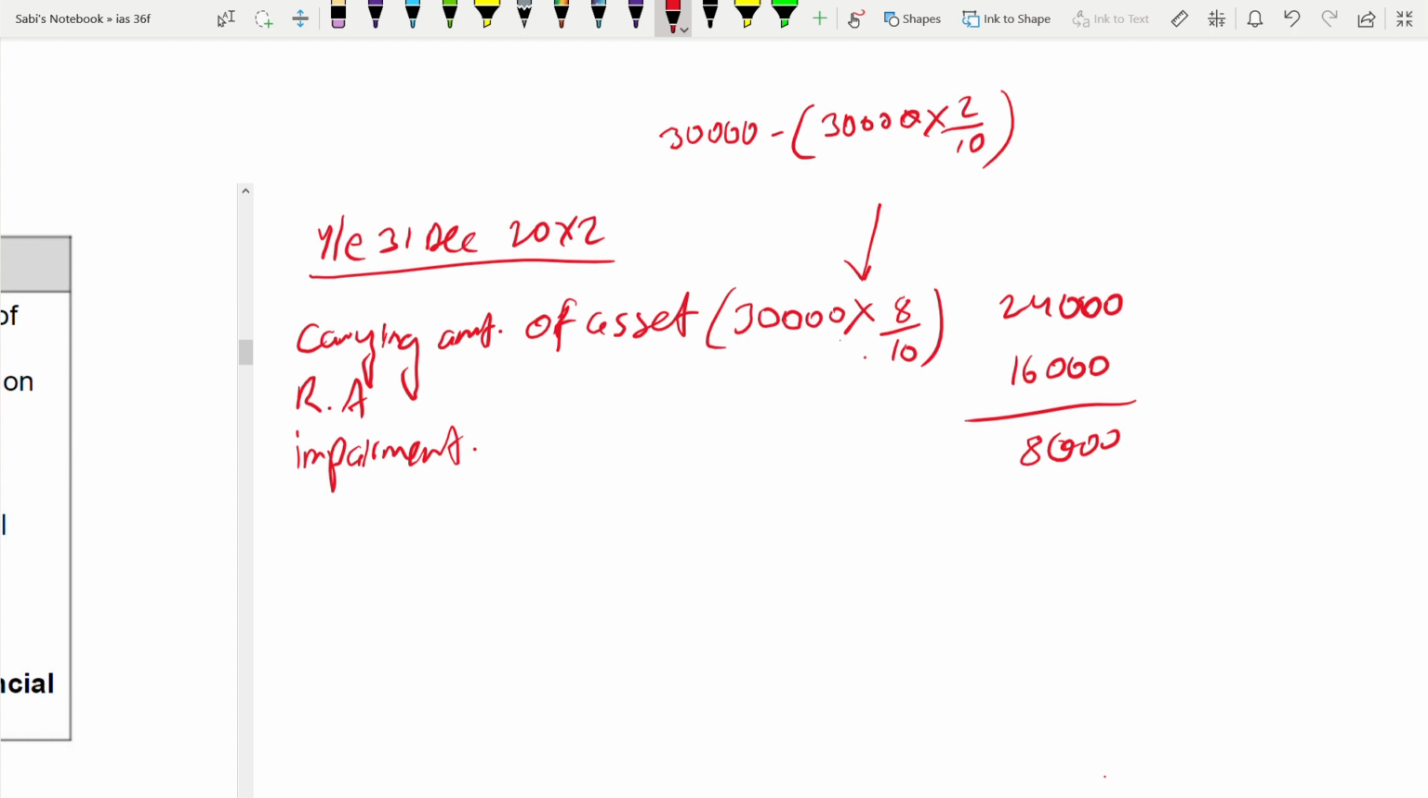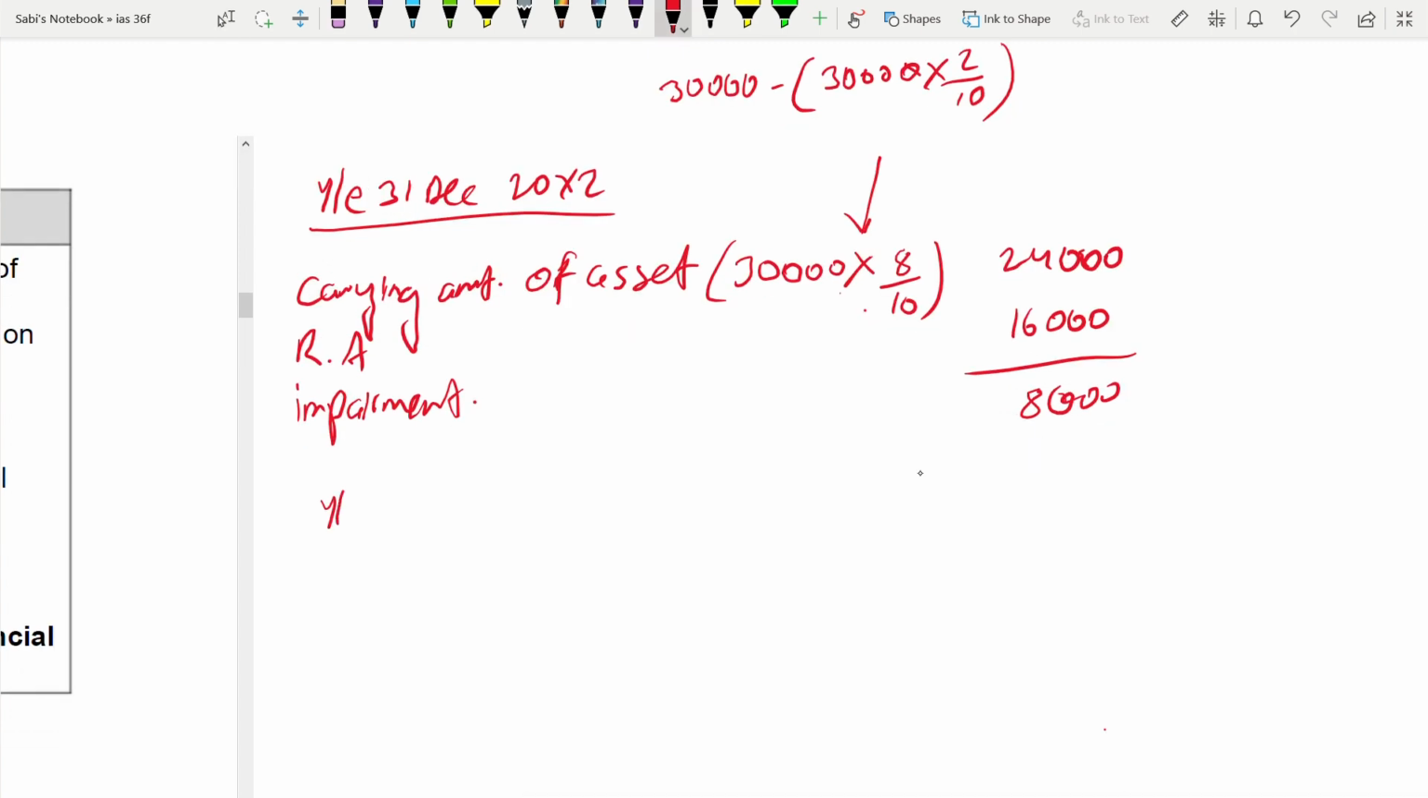Now we are moving on to year end 31st December 2005 when reversal took place. You need to find out the asset's carrying amount.